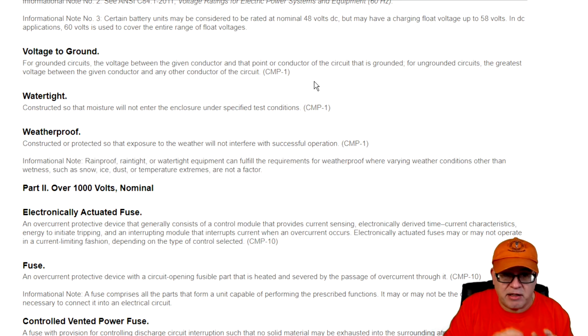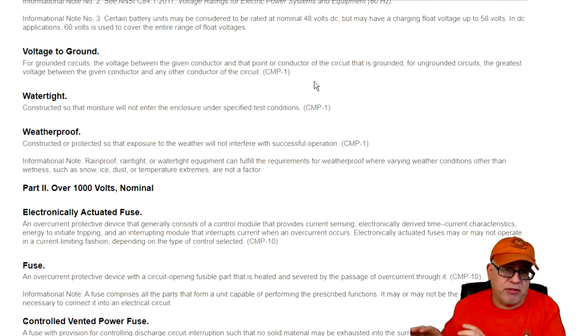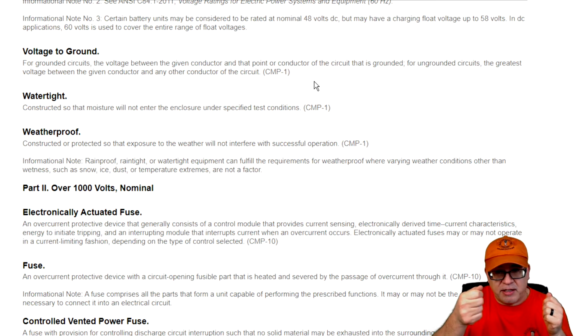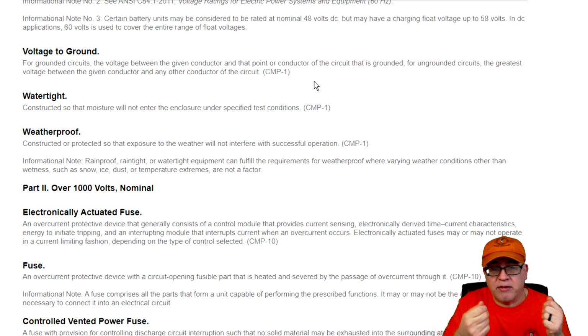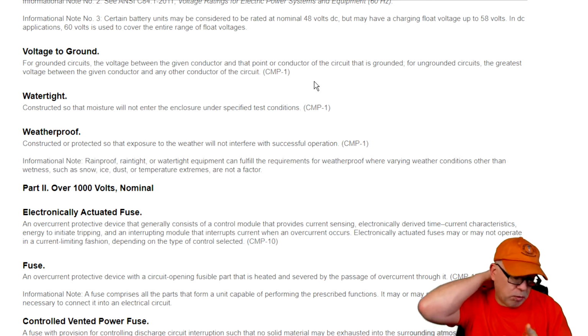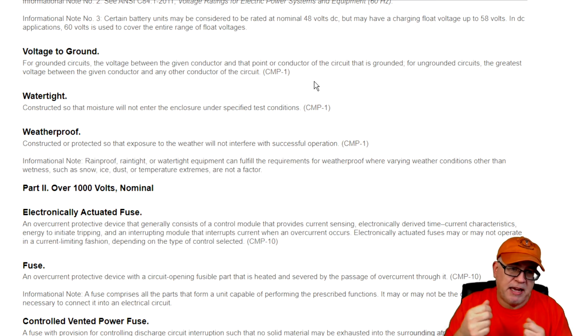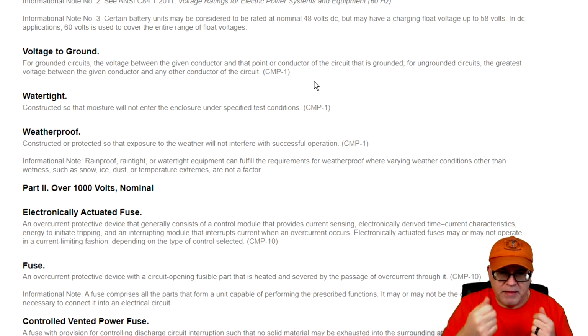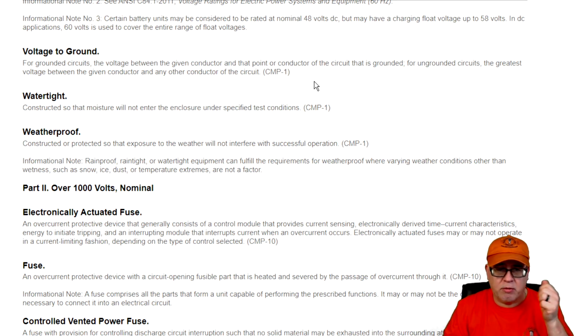Circuits that are actually connected to ground. That's for grounded. We have ungrounded circuits, but let's just talk about grounded circuits for now. It's actually the voltage between a given conductor and the conductor that's connected to ground. So from hot to the neutral, because that's connected to ground for a grounded system. That's going to be the voltage to ground, which would be 120, for example, on a 240. With the phase to phase, then you have voltage to ground. That's how you get the 120 voltage to ground. On an ungrounded system, it's the greatest voltage between any given conductor and any other conductor in the circuit, okay? That would be voltage to ground.